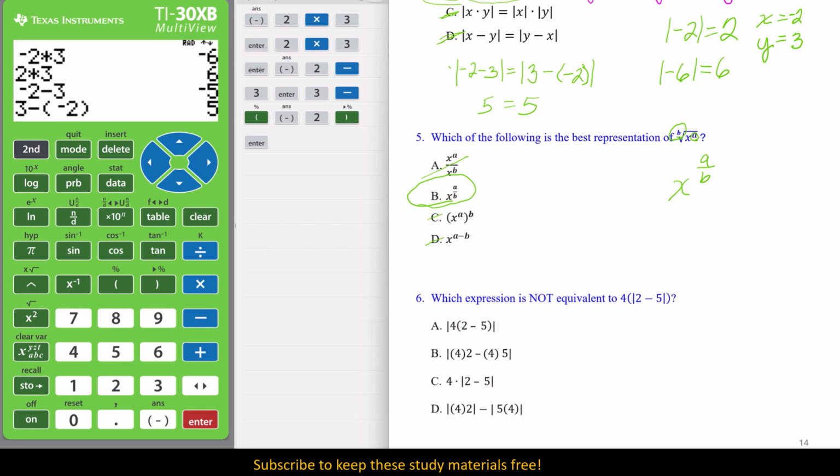Now, when you go to take the test, if that bothers you, put a value on it. Call A 1 and call B 2.